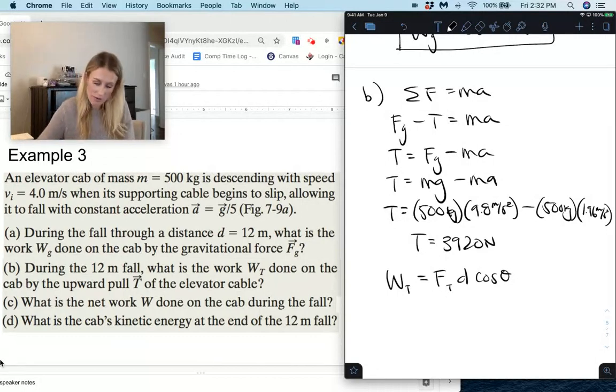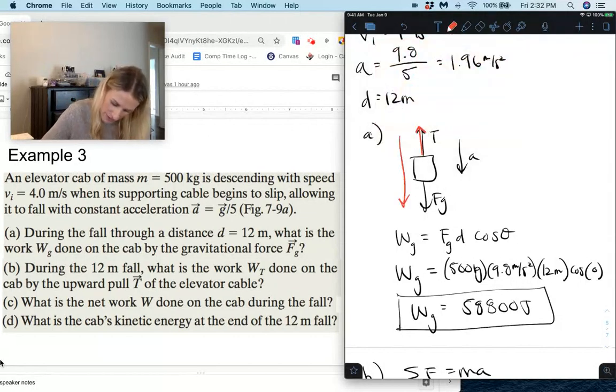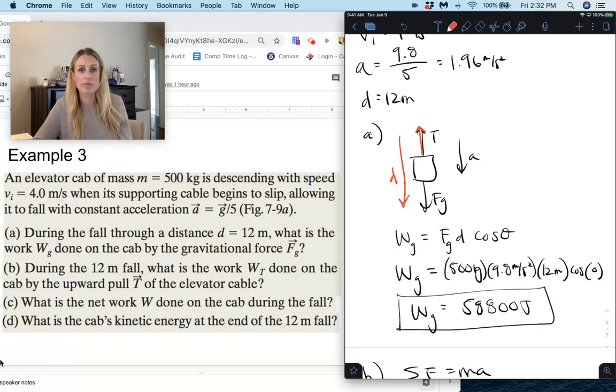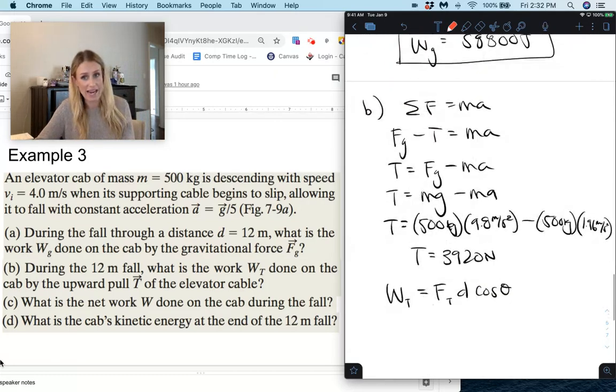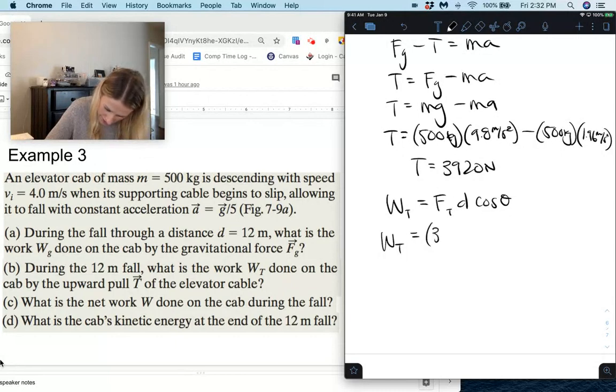Now that angle there is going to be the angle between the tension force and the displacement. The tension force is upwards, but our displacement is downwards. So that means our angle is going to be 180 degrees, and the cosine of 180 is negative 1. So we're going to get negative work done by the tension force. And that makes sense because that tension force is going to be taking away some of that energy, slowing the elevator down.